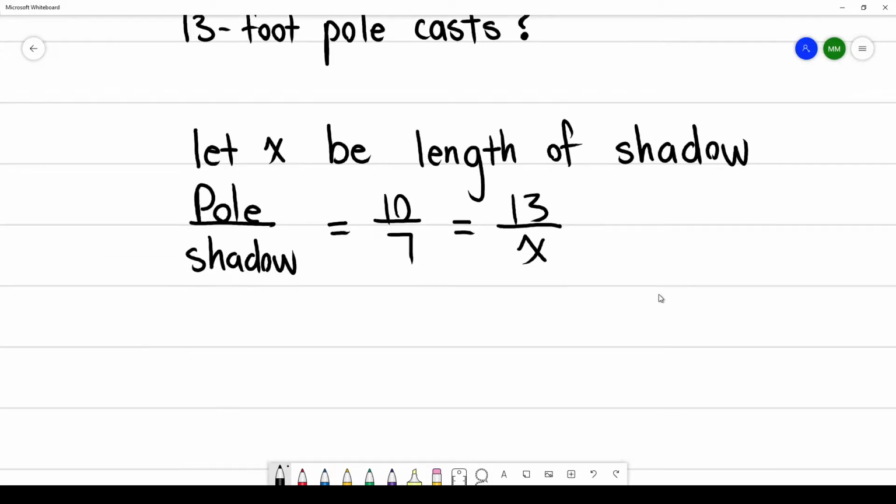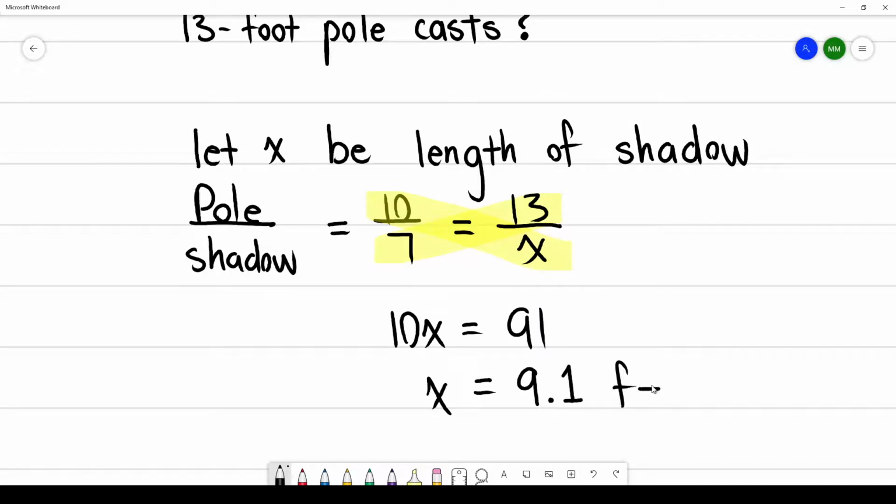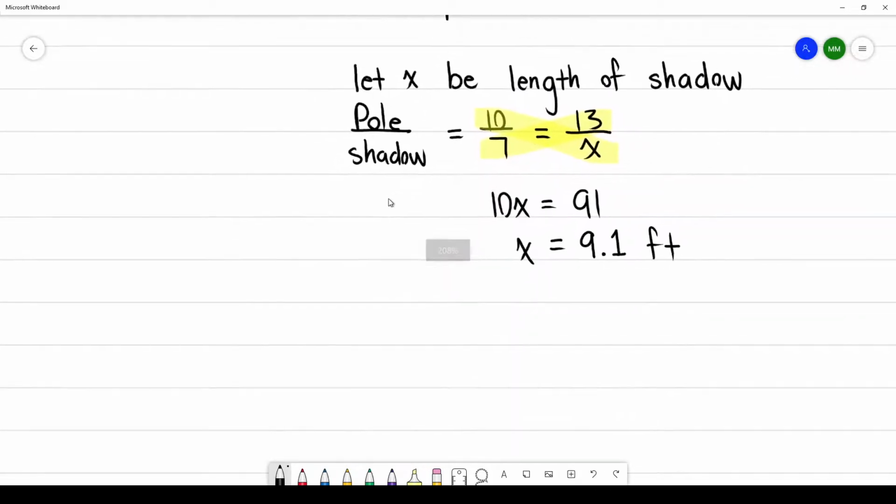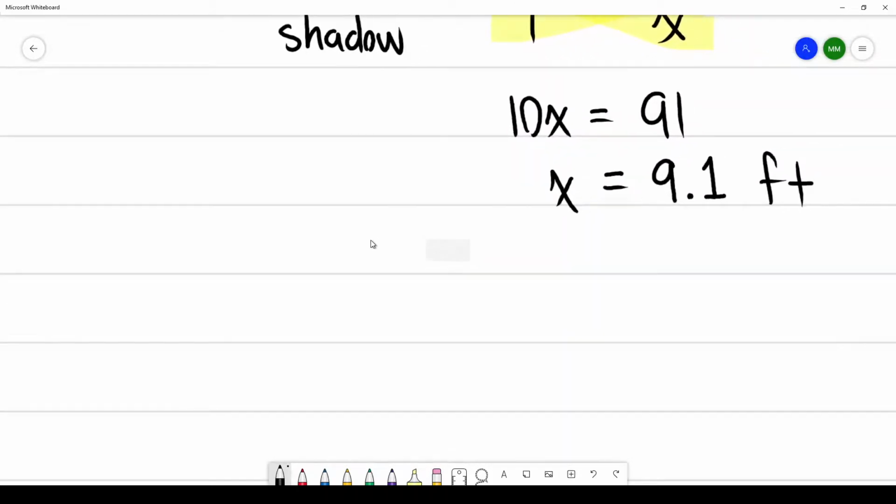And again, we do cross multiply. So 10 times x and 7 times 13. 10x is equal to 7 times 13, which is, I forgot again. Oh, 91, yeah, 91. And then x is equal to 91 divided by 10, which is 9.1. And yeah, feet. Okay, good job. How about just one more example, just to confirm that.